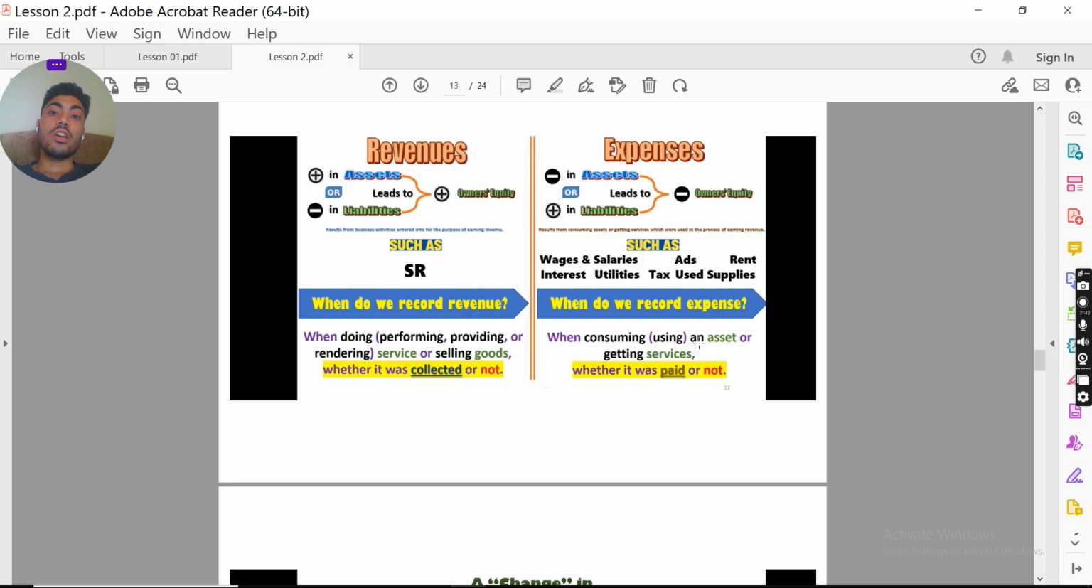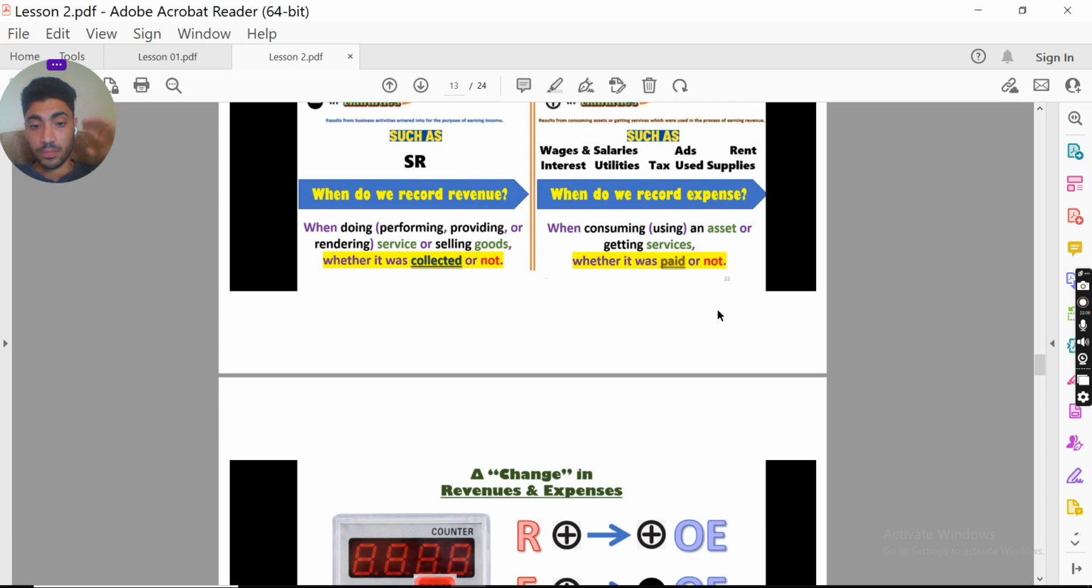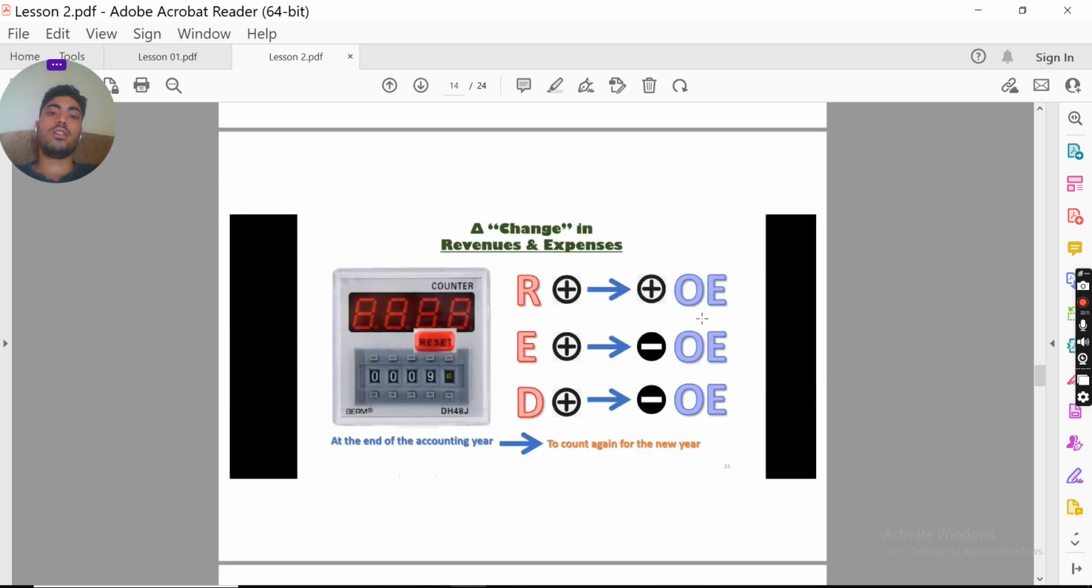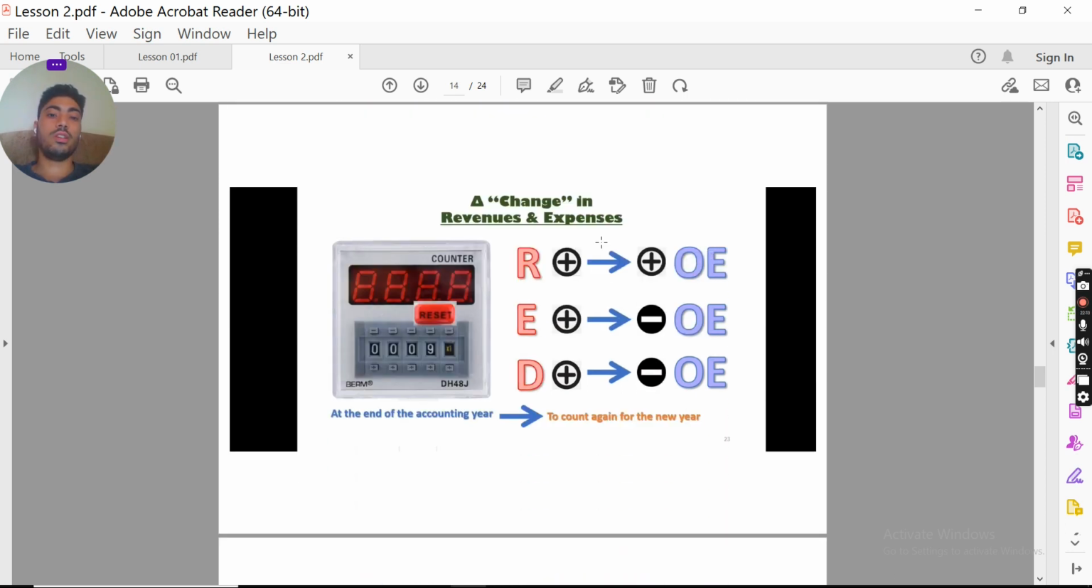In that case, you are the person who's going to need that service or asset from the other person. So for example, you requested an advertisement and you didn't pay for it. You didn't pay for it, so still you will have to put it and record it in the financial statements. That's a great slide.